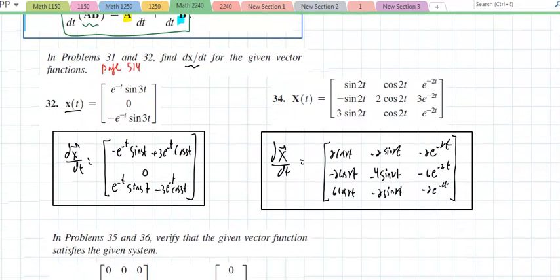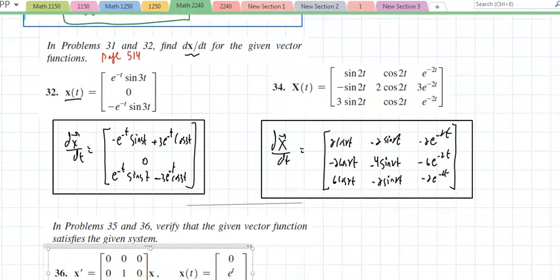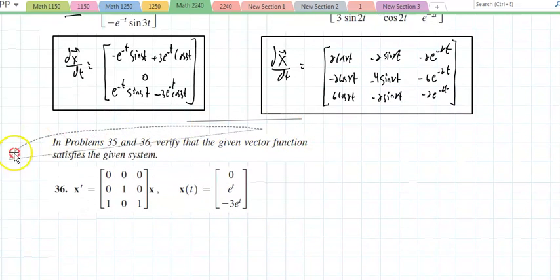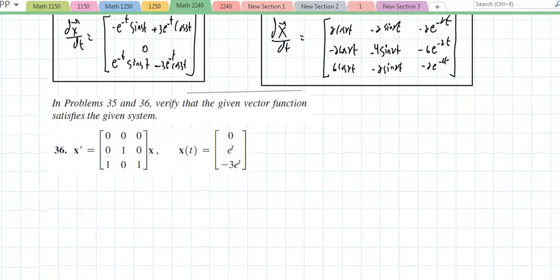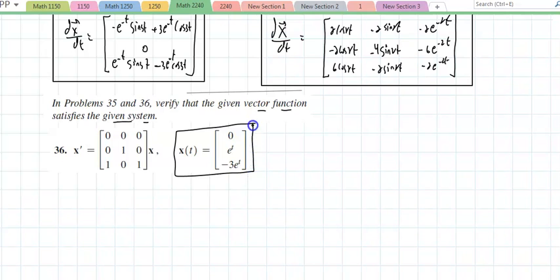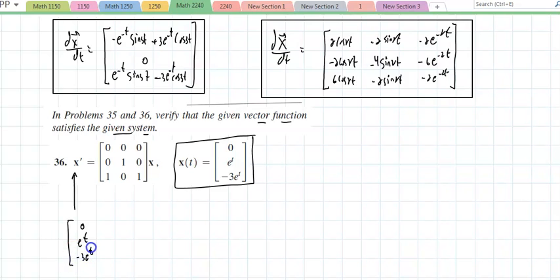Now, something that they're able to do in linear algebra, something impressive actually. They can take a derivative by multiplying matrices without using our traditional calculus. So they say, verify that the given vector functions satisfy the given system. Alright, here's the vector. What are you trying to satisfy? Take a derivative on one end. What's the derivative? Derivative of that will be 0, e to the t, negative 3e to the t.